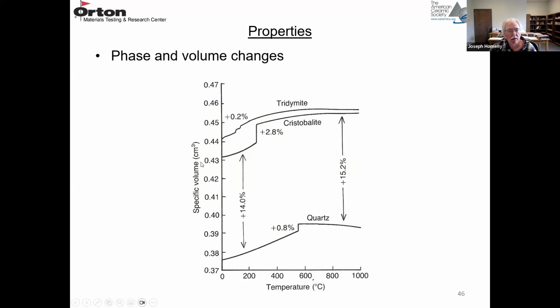We just look at specific volume in cubic centimeters versus temperature. Here's quartz. Here's your volume change, your displacive transformation. Here's cristobalite and its displacive transformation. And then the two displacive transformations for tridymite. And if you go from quartz to cristobalite or tridymite, you can see these large 14, 15% volume changes. The important thing is above 700 degrees C, these start leveling off.